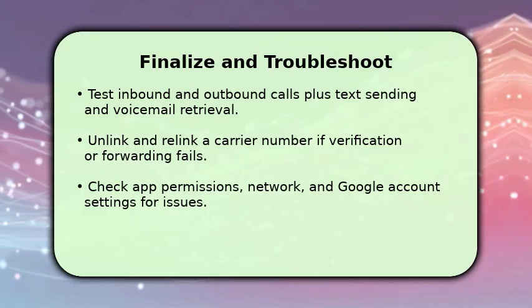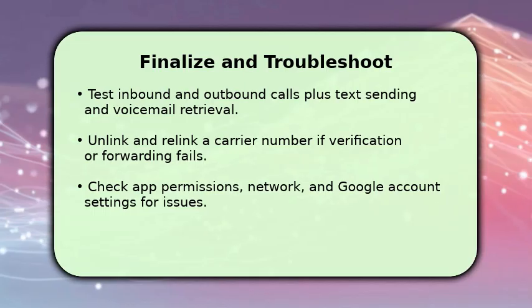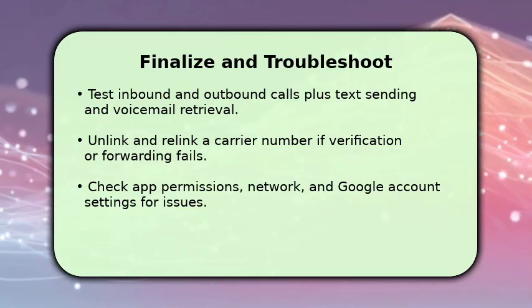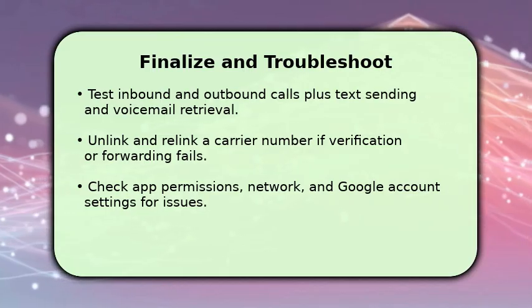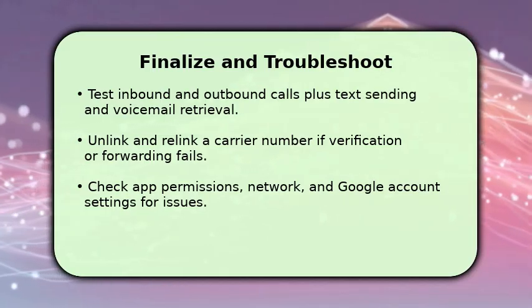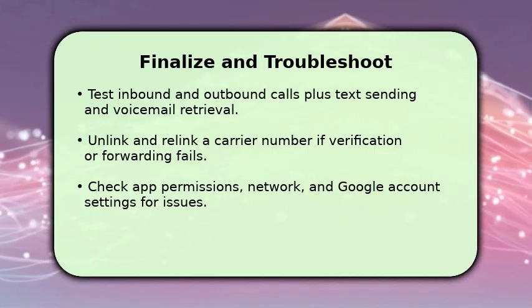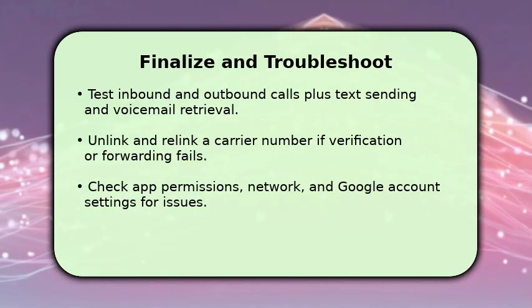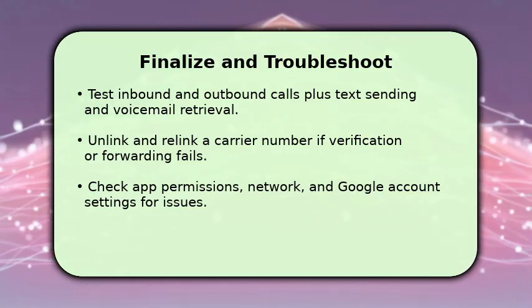If forwarding or verification fails, unlink then relink your carrier number and repeat verification. This often resets routing. Also make sure the Google Voice app has permissions for microphone, contacts, and notifications, and that your network allows VoIP traffic. If problems persist, restart the device, clear the app cache, and sign out, then back in to refresh settings. This resolves most lingering issues.